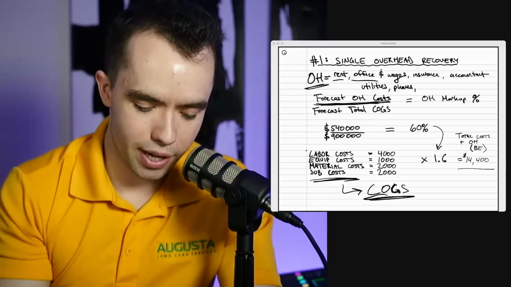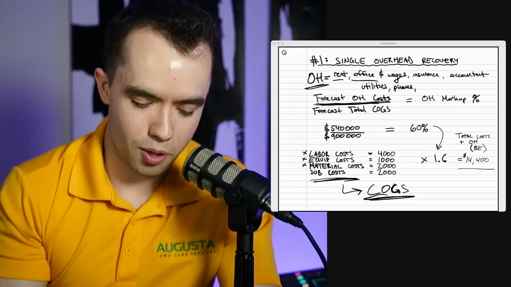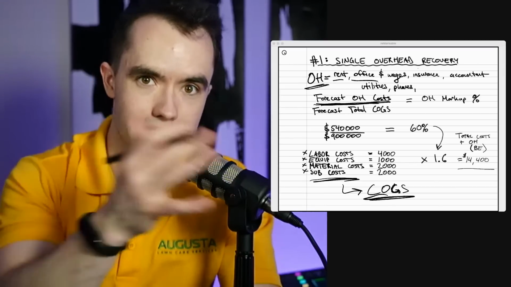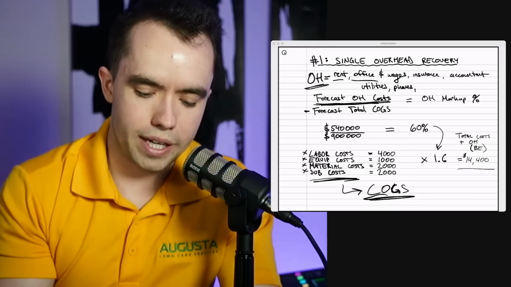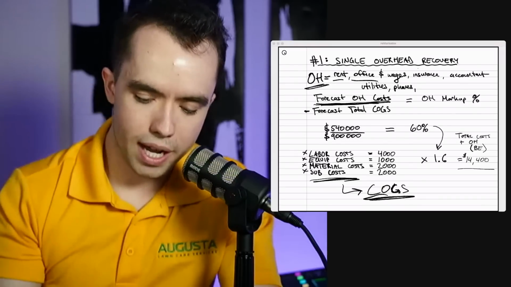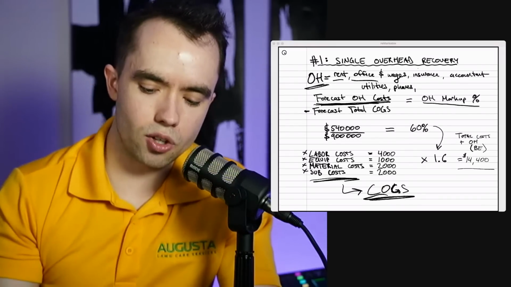So we'd go in and say, okay, what was the labor for last year? What was the equipment cost? What was the material cost? What was the sub cost for last year? And that would give us our forecasted total COGS going forward. That would then give us our overhead material markup.